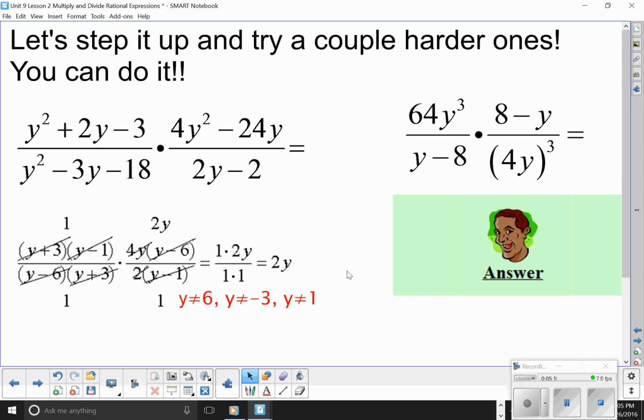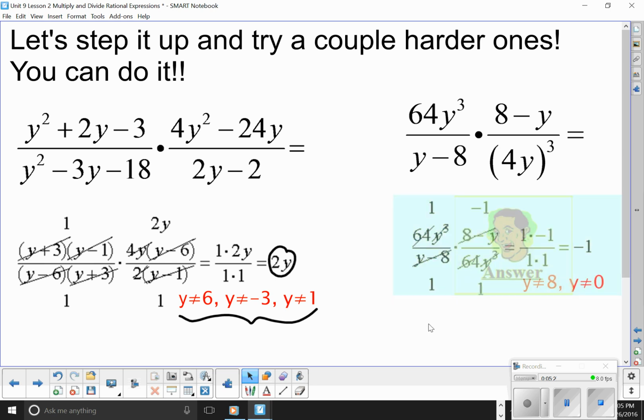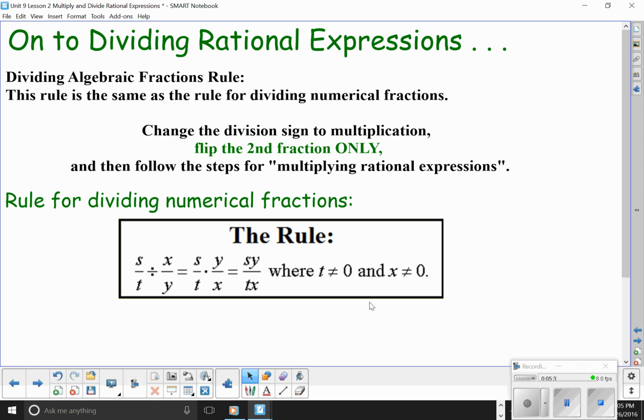Here it is. Simplifies to 2y as long as y does not equal 6, negative 3, or 1. This one simplifies to negative 1. However, y can't be 8 or 0. All right, nice job. Well, dividing.